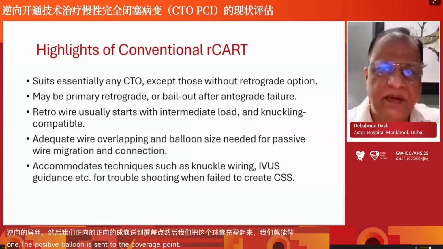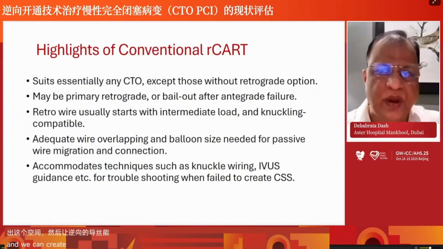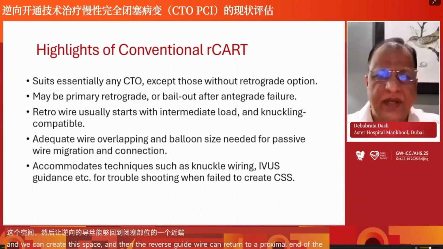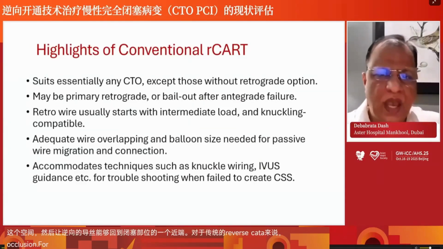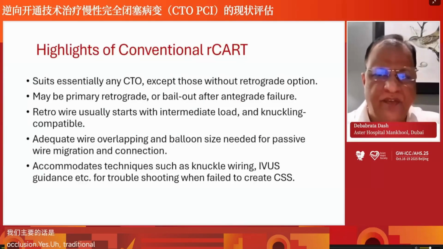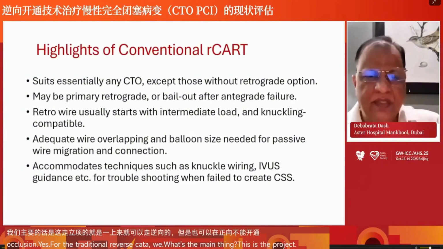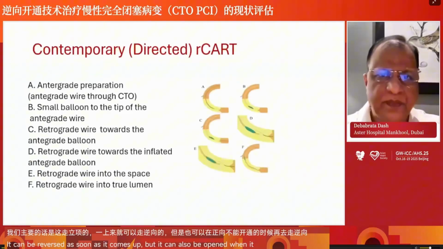What are the highlights of conventional reverse CART? It suits essentially any CTO except those without retrograde option. It may be primary retrograde or bailout after antegrade failure. Retrograde wire usually starts with the intermediate load and knuckling compatible. Adequate wire overlapping and balloon size needed for passive wire migration and connection. It accommodates techniques such as knuckling, IVUS guidance for troubleshooting when failed to create common subintimal space.